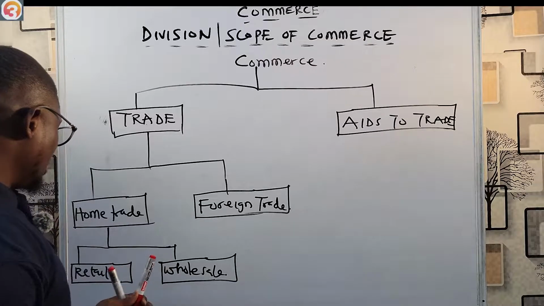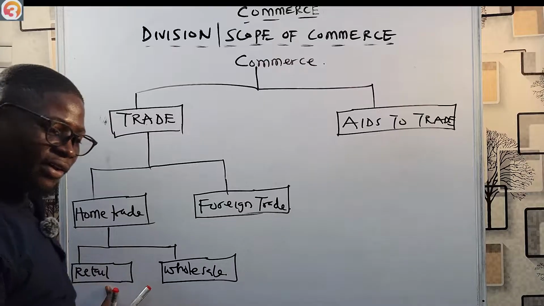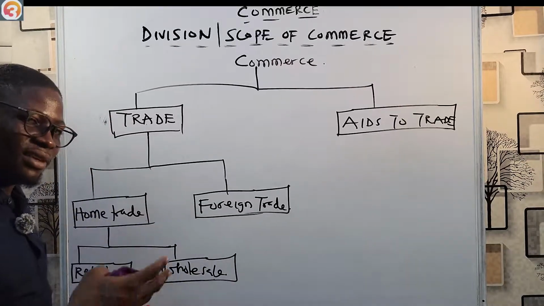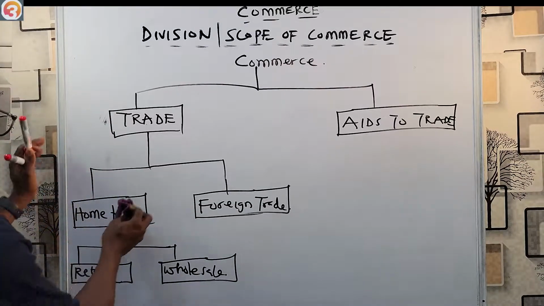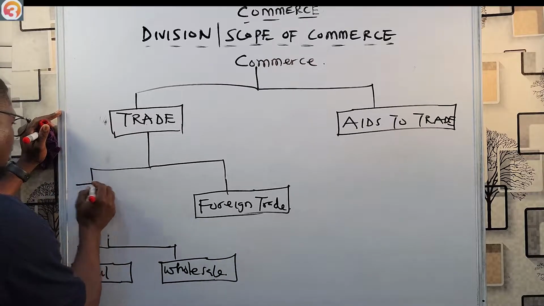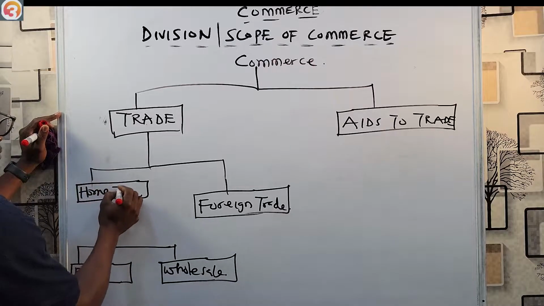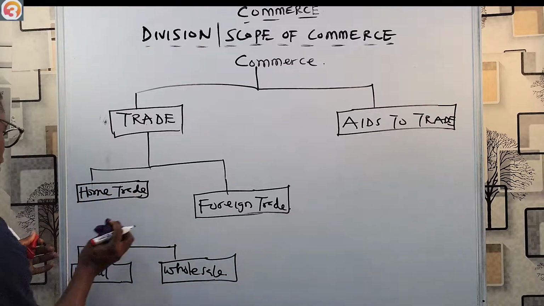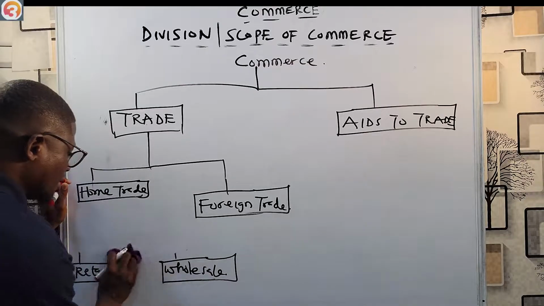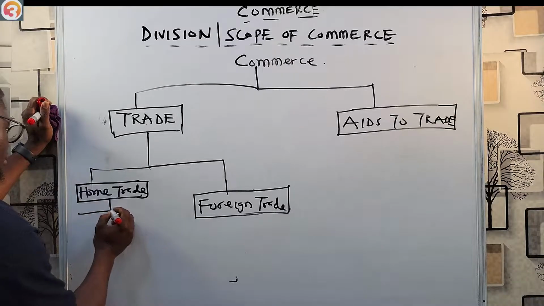Of course, the retail is also divided into small scale retailing and large scale retailing. So let me just readjust this. Here we now have home trade. Let me make the box smaller. Home trade, divided into retail and wholesale. So we now have retail.